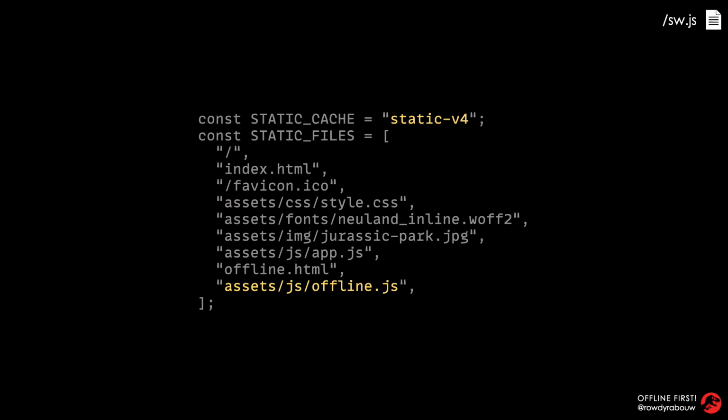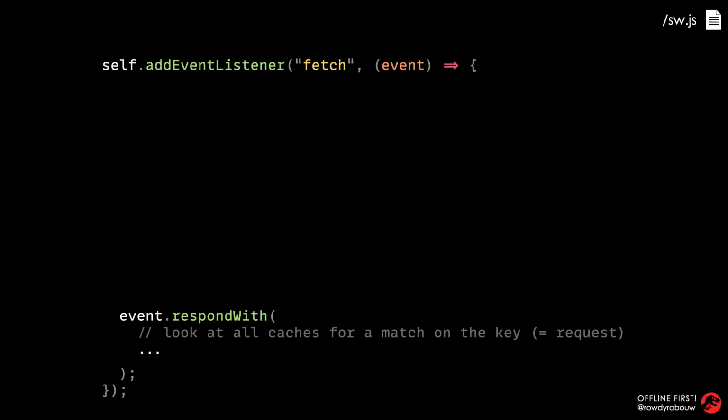So I'm creating a new JavaScript file called offline.js. And I'm adding it to the service worker. So I'm updating the version number again to make sure that we all get the latest files. And now in the fetch event, I do something extra.